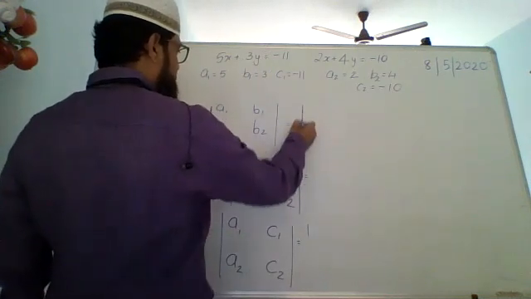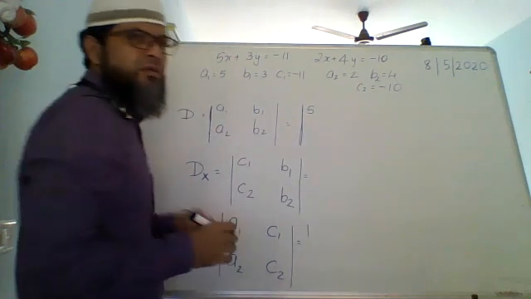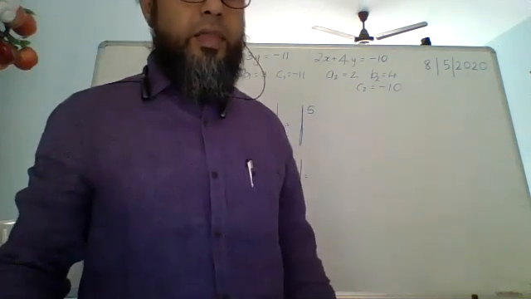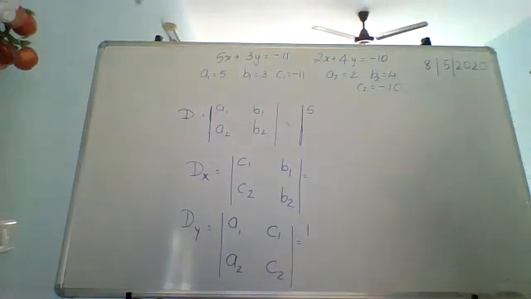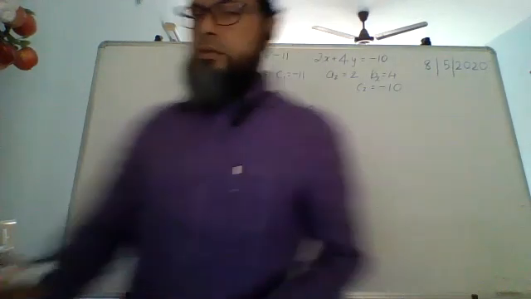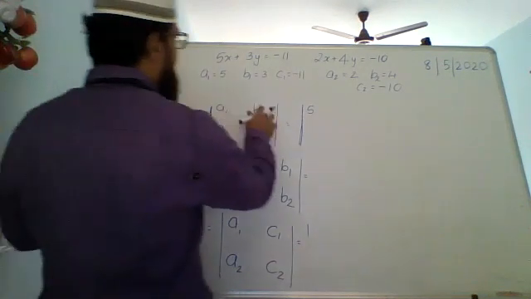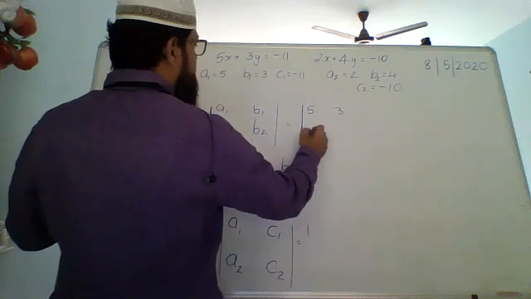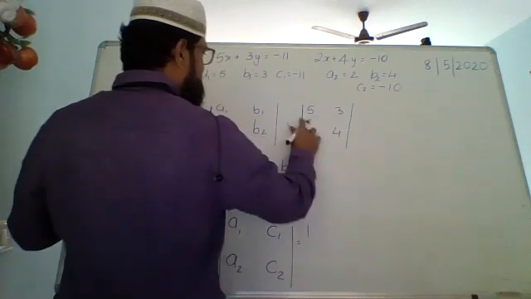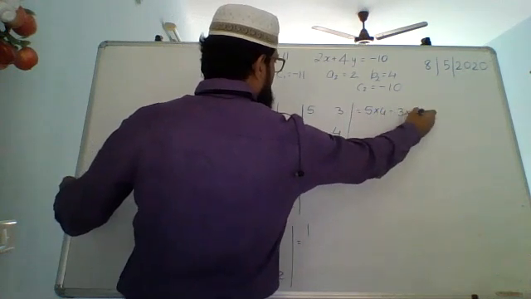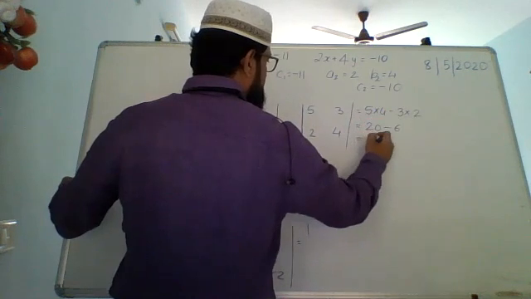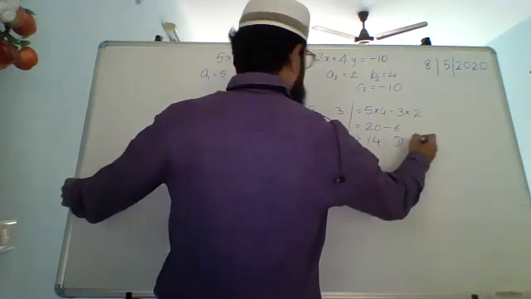After that, substitute. So a1 is 5, b1 is 3, a2 is 2, b2 is 4, which is 5 into 4 minus 3 into 2, 20 minus 6, that is 14. So you have D equals 14.